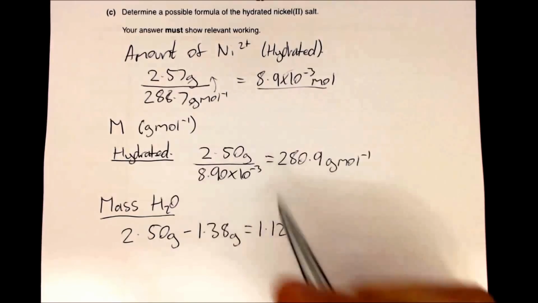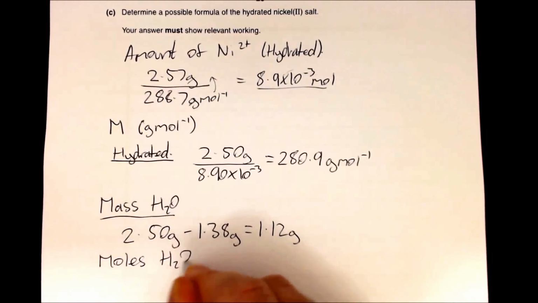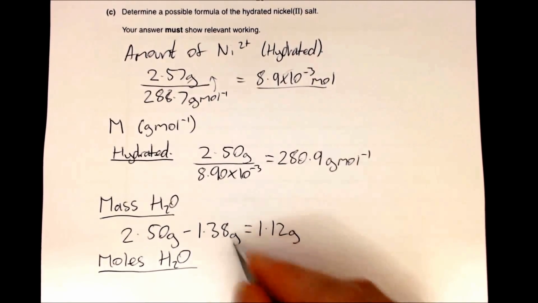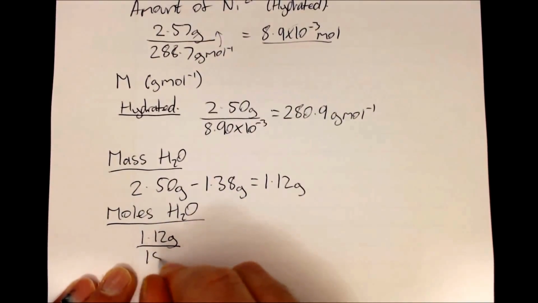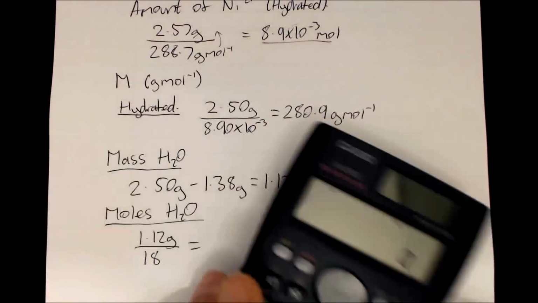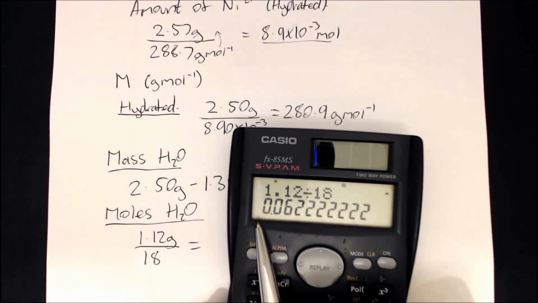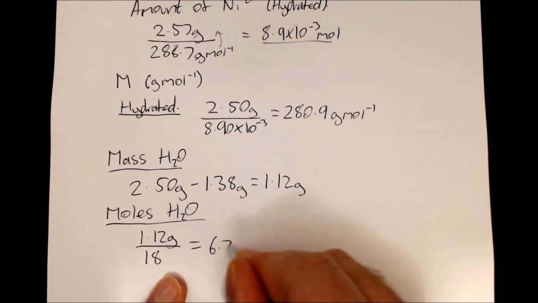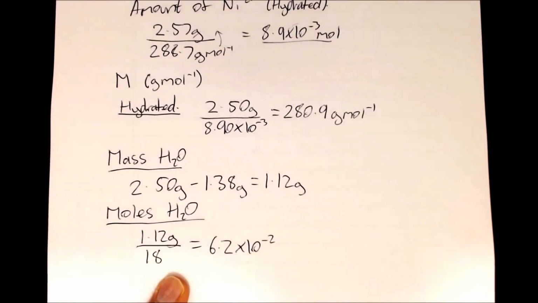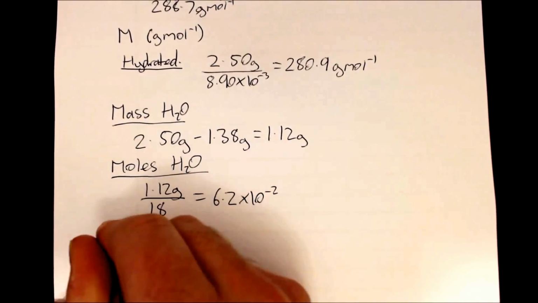And then obviously to work out the water of crystallization, we need to work out the moles of water. So moles is mass over Mr. The mass is 1.12 grams divided by the Mr, and the Mr we said was 18 for water. If we put that into our calculator, 1.12 divided by 18, that should give us 0.062, or in other words, 6.2 times 10 to the minus 2. Okay, and so this is the number of moles of water in there. Now from that, we can then work out the number of waters of crystallization. So that's the next step.